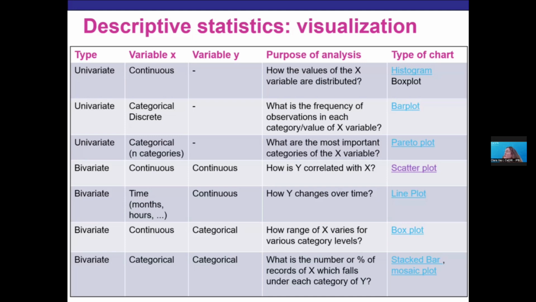Other options: in the case where we have two categorical variables based on a contingency table, we can use a stacked bar plot or a mosaic plot, and in the same graph, we can represent two variables.